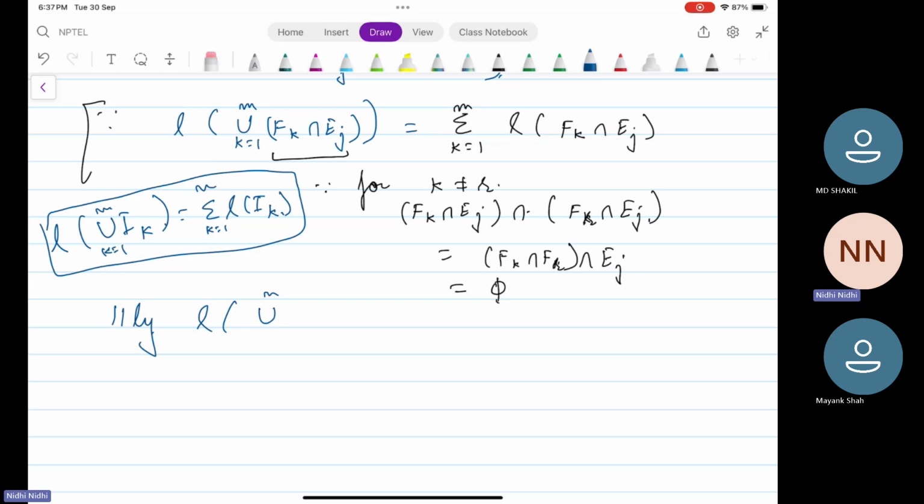Similarly, we'll get the length of the union j from 1 to n, in this case of ej intersection fk. We can say that these intervals don't have common interior points. Two intervals don't have common interior points. Yes, sorry.